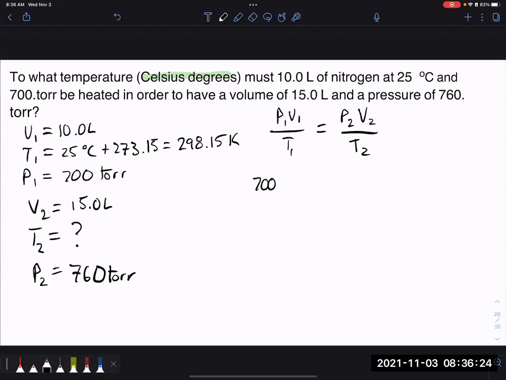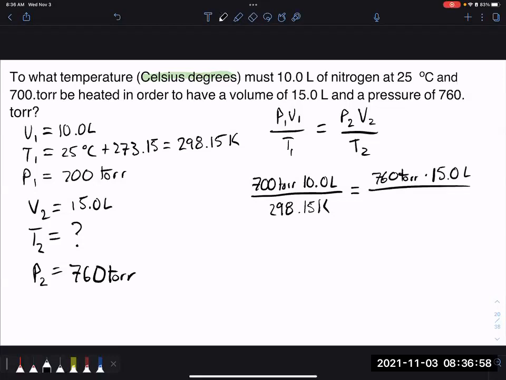So we've got 700 torr. V1 is going to be 10.0 liters. T1 is going to be 298.15 Kelvin. And then we'll plug in these numbers over here. So we're going to 760, which should be recognizable as the standard pressure, right? 1 atmosphere is 760 torr. We're going to have 15 liters, divided by T2. So that's going to be our unknown.